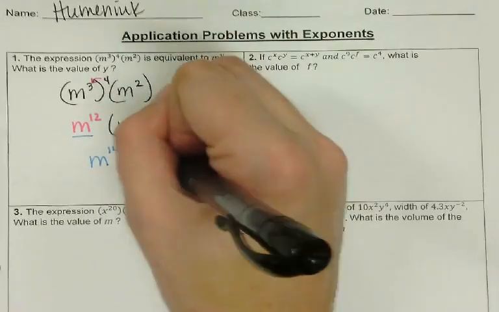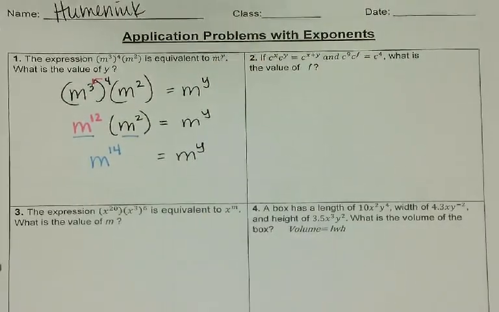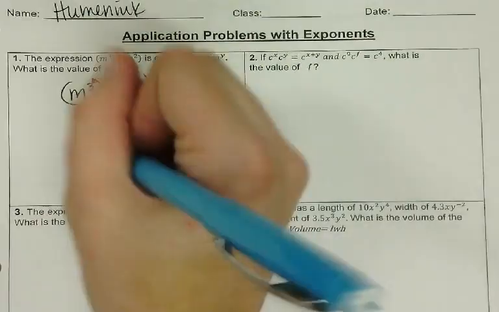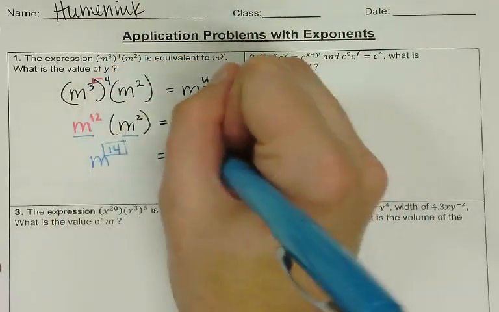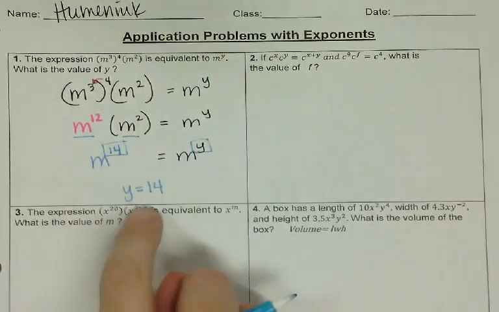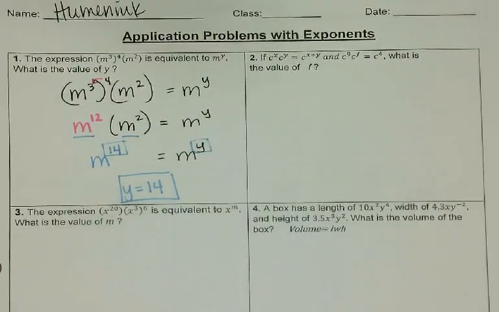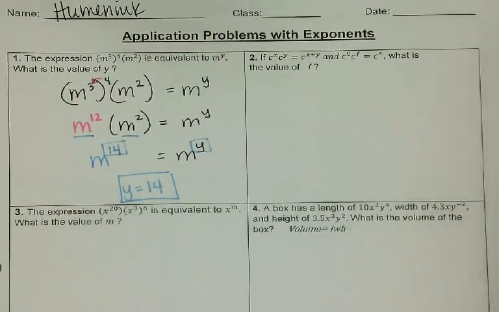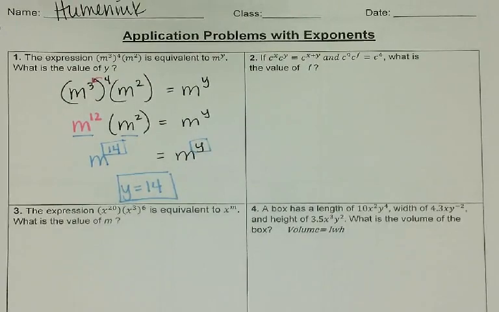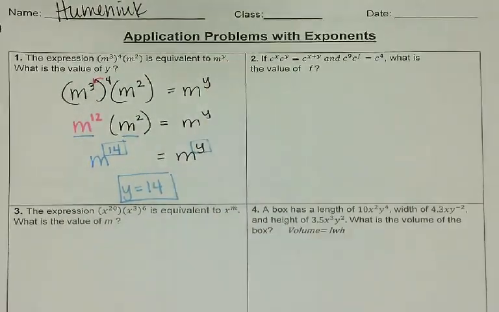So what is it asking for? What is this question actually asking for? What is the exponent? What's the value of our y? So what is y equal to? 14. The final exponent here is our 14. So basically it wants you to simplify them and then find out what is the final exponent right there. Well, it's going to be m to the 14th.